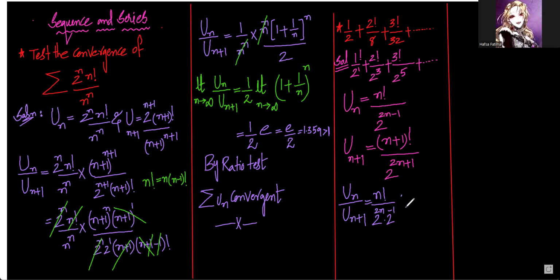Why, sir? Bases are equal, so the powers should be added, no? So let us break this one also. Okay, yes, here also I can write like this. Like this, divided by n plus 1 factorial. Are you getting it?